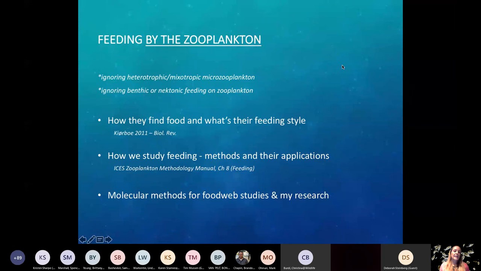I will be focusing on feeding primarily by the zooplankton. I will be ignoring heterotrophic and mixotrophic microzooplankton and benthic or nektonic feeding on zooplankton. And I'm going to be talking about how they find food, what their feeding style is, how we study feeding methods and their applications and their limitations. And then a little bit about my experience, which is primarily with molecular methods for food web studies.